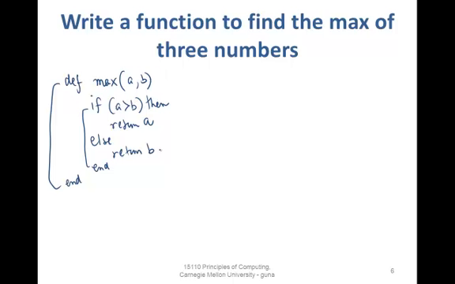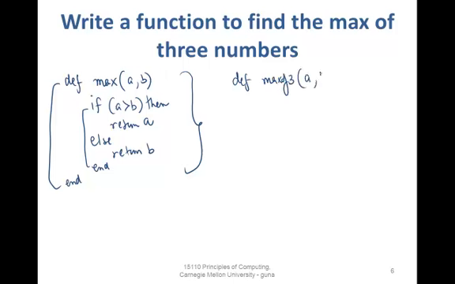Now we do not care if A equals B because we can return B since A and B are the same. The max of the 2 numbers, if they are the same, will be the same number. Now how do we use that to write another function called max of 3?